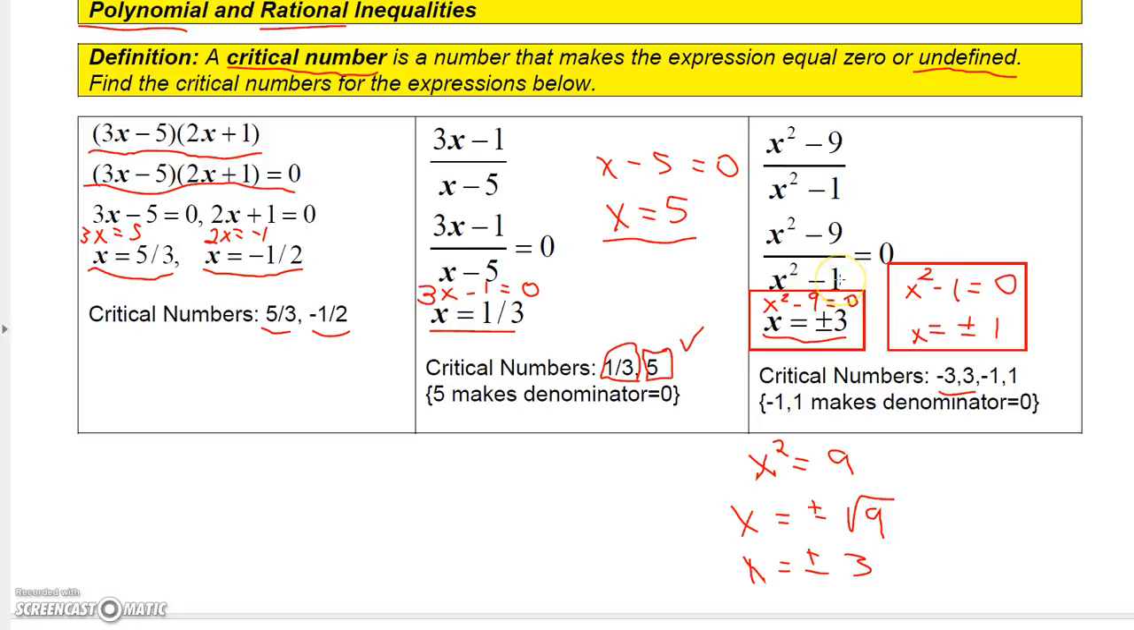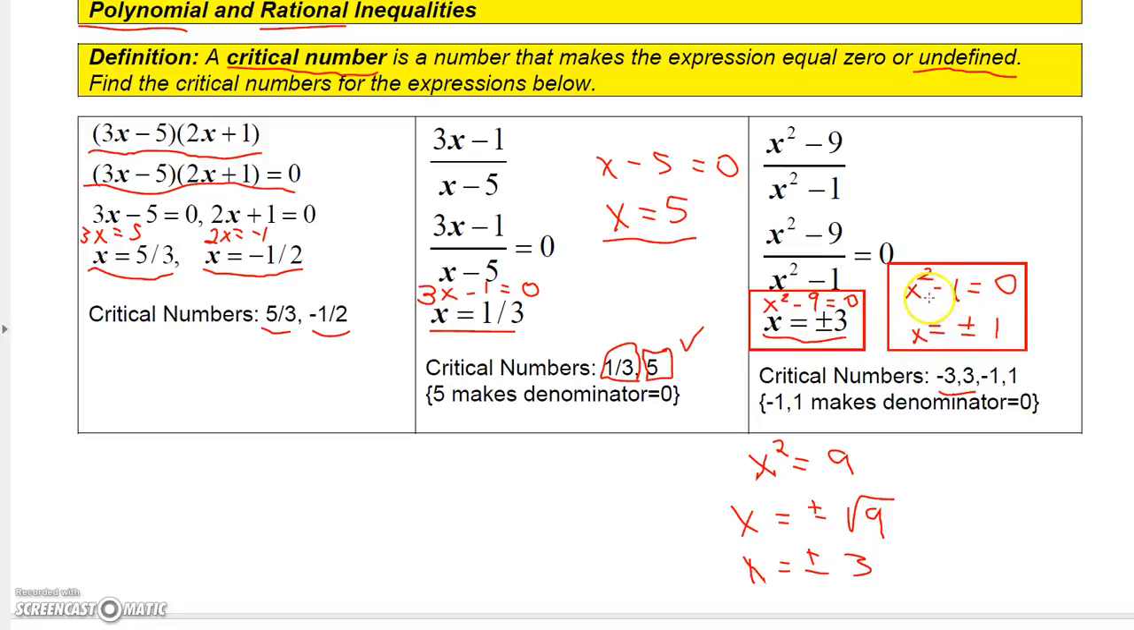Then the other thing, and don't forget this, is again any numbers that make the denominator 0 would be a critical number, because that would mean those are numbers that make the expression undefined. So I would set x squared minus 1 equal to 0, and then the same way that I got x equals plus or minus 3 over here, I would get x equals plus or minus 1 here.